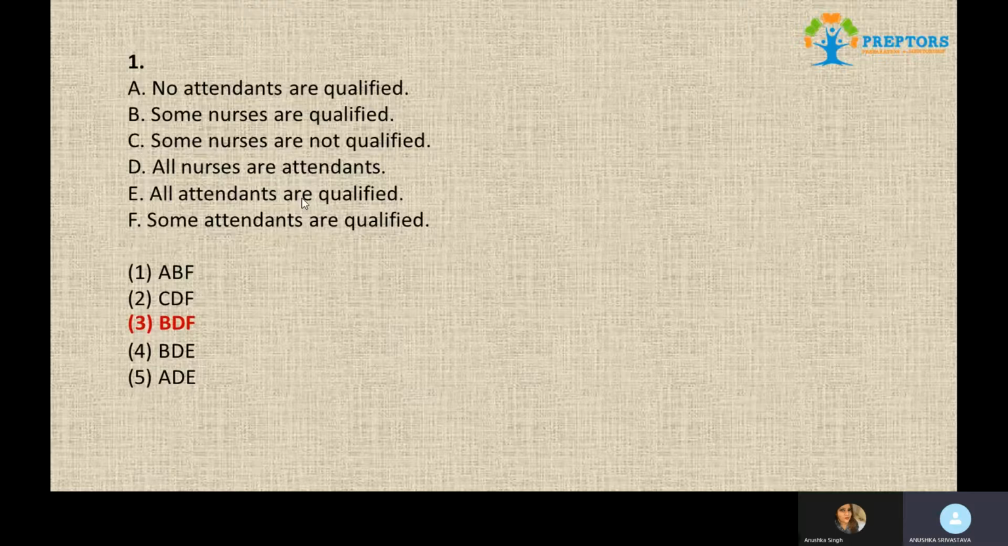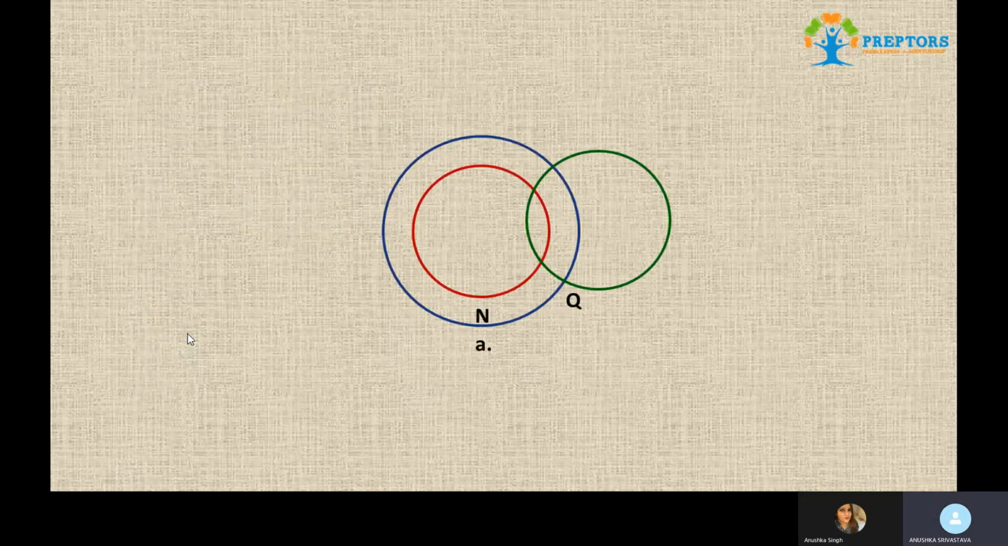Some nurses are qualified. B says all nurses are attendants. Now what is my middle term here? Some nurses are qualified, all nurses are attendants. My middle term becomes nurses. So my conclusion is between attendants and qualified, and hence some attendants are qualified is correct. So my answer becomes BDF. So this is the diagram for my first question. This is nurses, qualified, all nurses being attendants. So some attendants are qualified. This is the section.